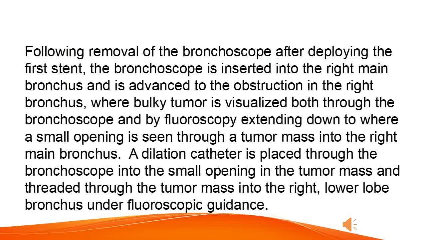Following removal of the bronchoscope after deploying the first stent, the bronchoscope is inserted into the right main bronchus and is advanced to the obstruction in the right bronchus, where bulky tumor is visualized both through the bronchoscope and by fluoroscopy extending down to where a small opening is seen through a tumor mass into the right main bronchus.